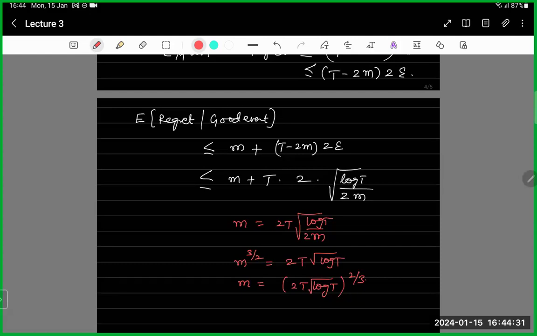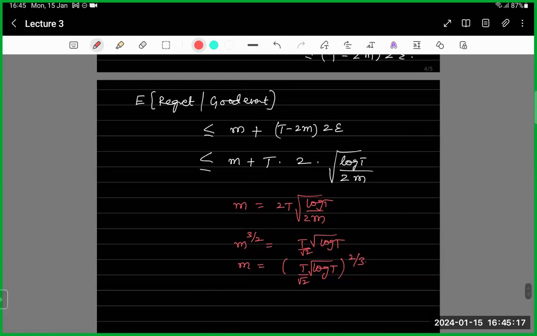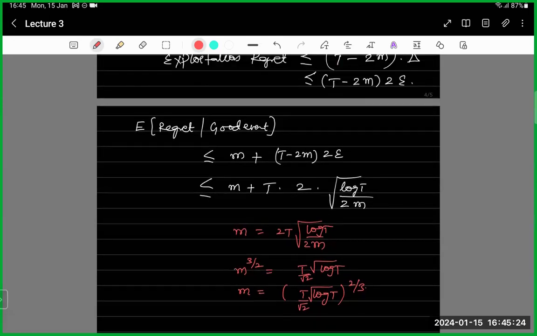So what will this be equal to? This is wrong. Which term? Where? This one. Yeah.